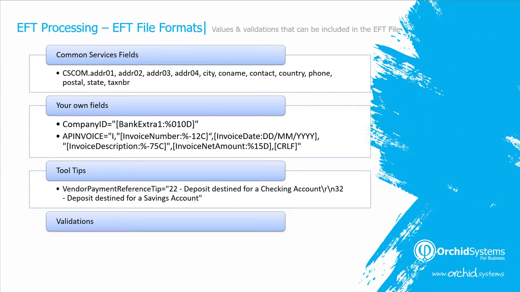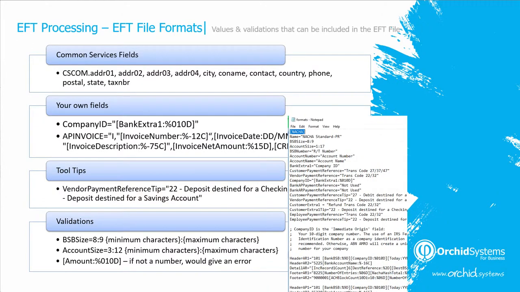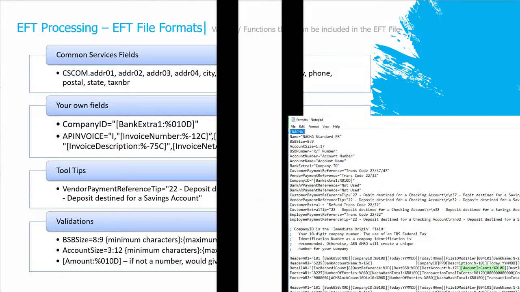And finally, you can do some validations, particularly on the account number size and the branch number size. So you specify the minimum number of characters and the maximum number of characters that are valid. And if creating an EFT file, in this example, the branch size is less than 8, it would give an error message and wouldn't create the file. You can also validate amount fields to being a number. If you include D in the formatting and that field was not numeric, you would get an error.